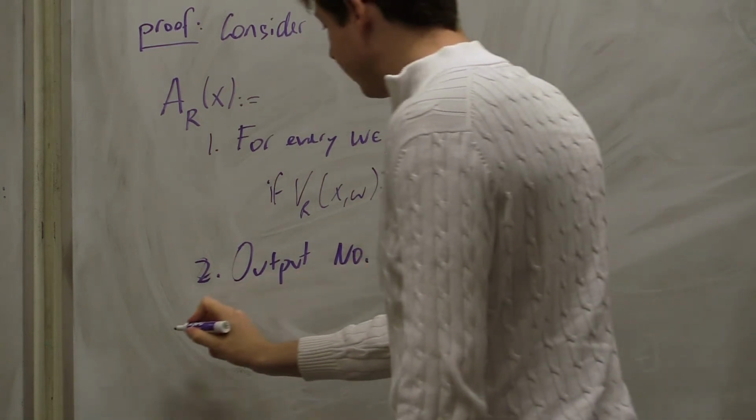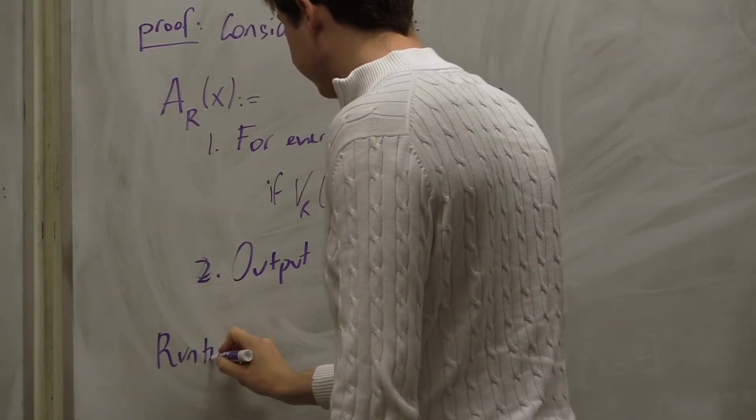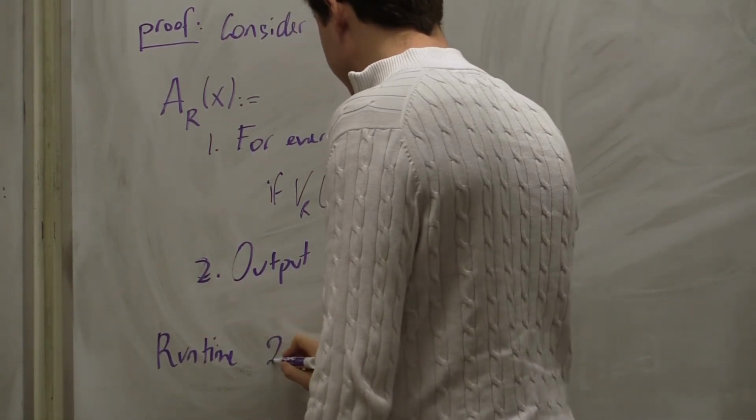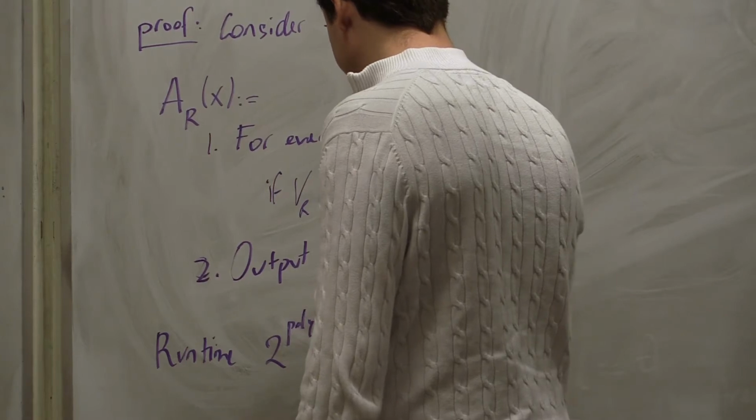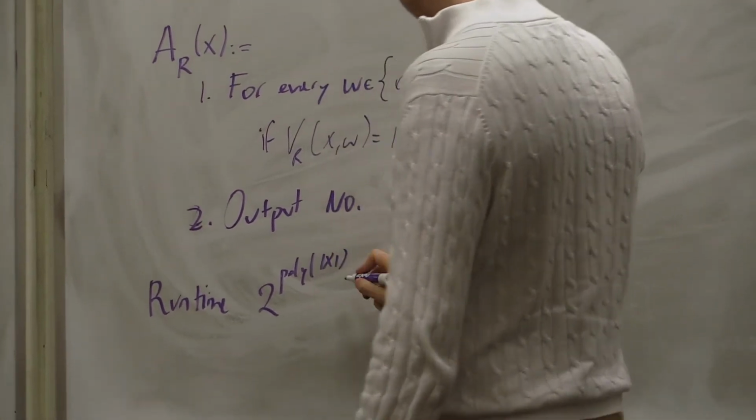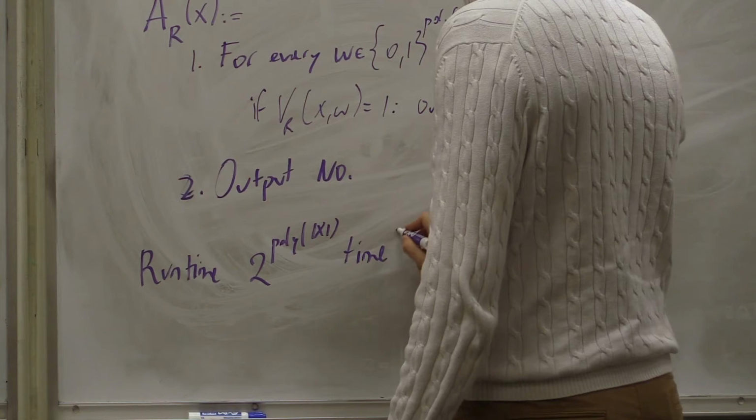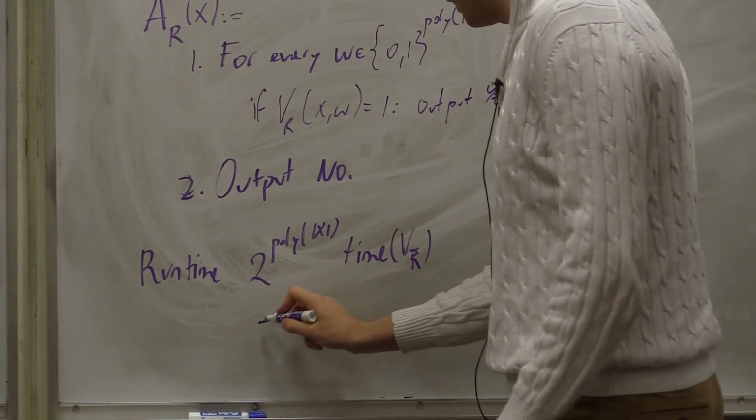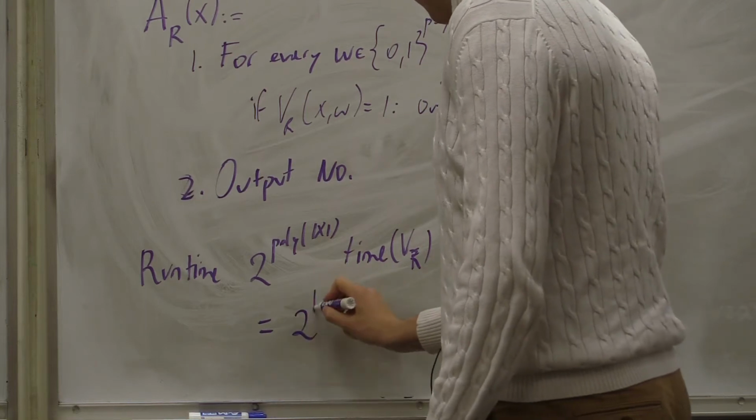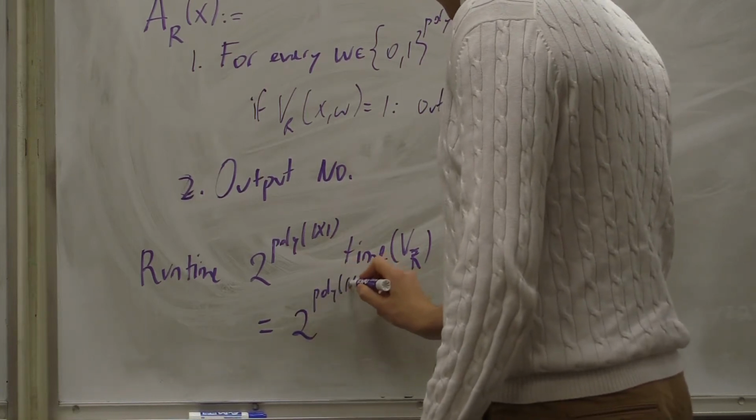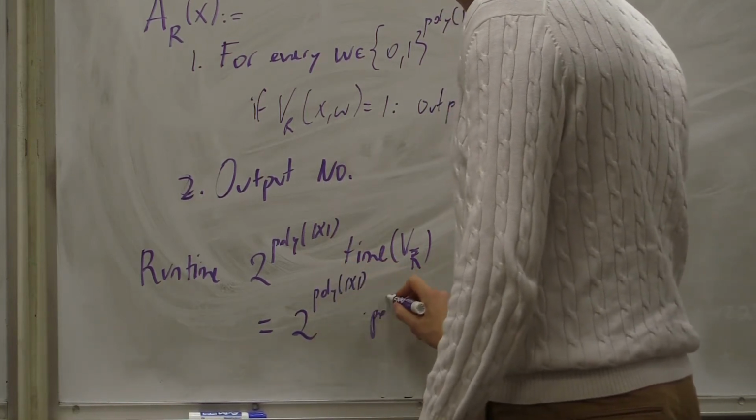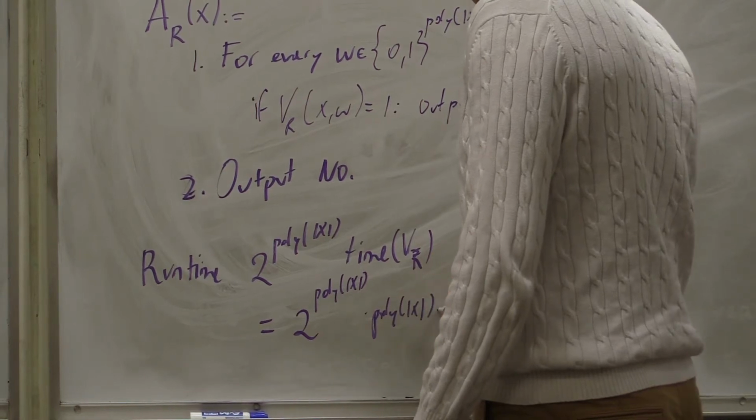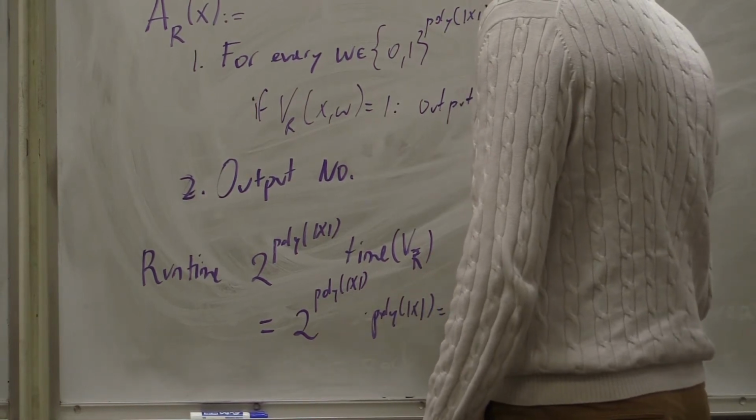Now, the running time of this algorithm is 2 to the poly(x) times the time of running the verifier, but this entire thing is 2 to the poly(x) times poly(x). So that is 2 to the poly(x).